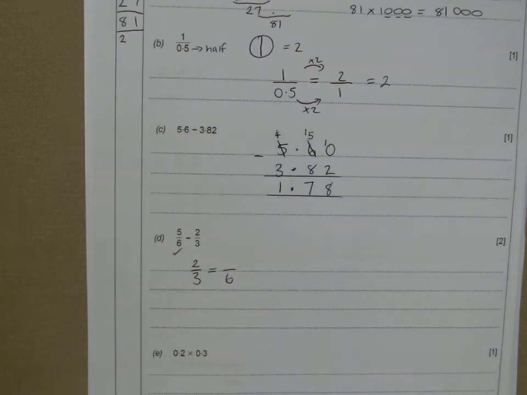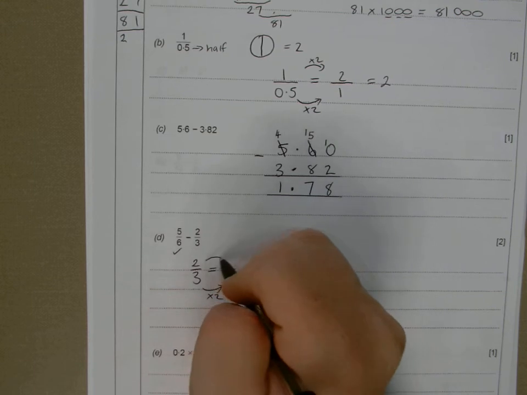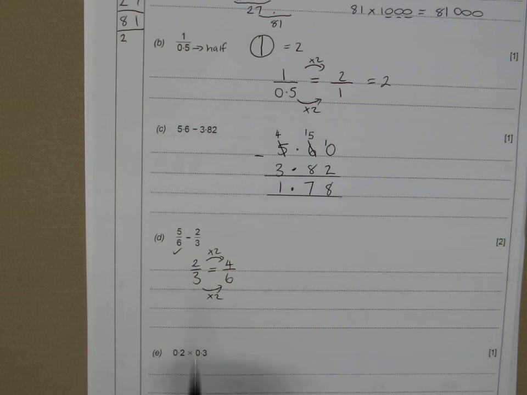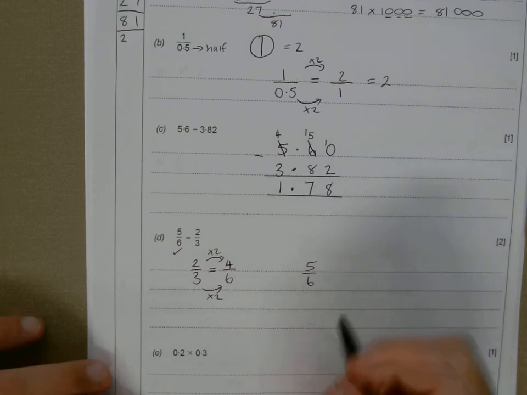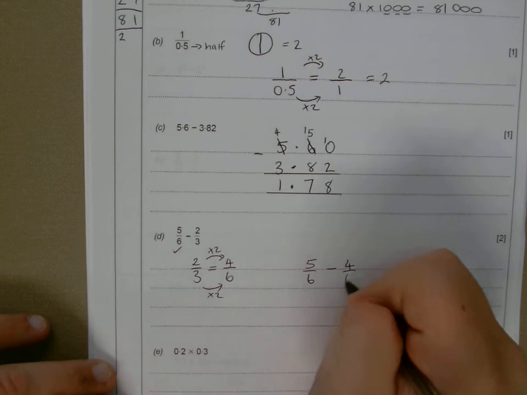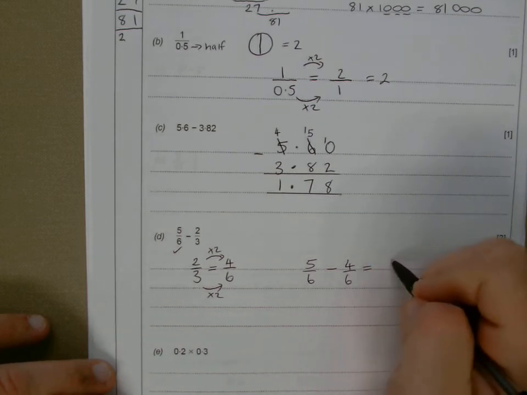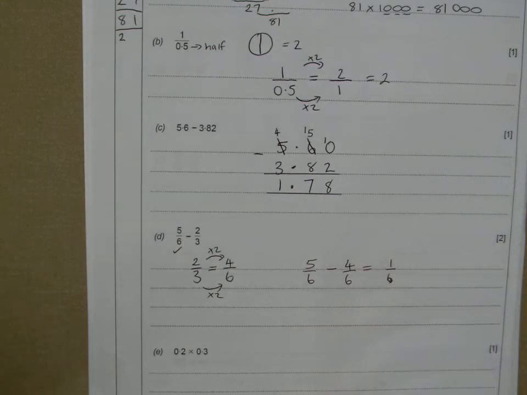Now think about what I've done there to make it 6. I've got to double the bottom, haven't I? So that means I double the top. So if I double the bottom to get 6, I double the top, and 2 times 2 is 4. So 5 over 6 is what I had to start with, which I don't need to change. Take away then 2 thirds, which I changed to be 4 over 6. And when you work that out, just take away the tops. So 5 take away 4 is 1, and it's out of 6, okay? So 5 sixths take away 4 sixths is 1 sixth.